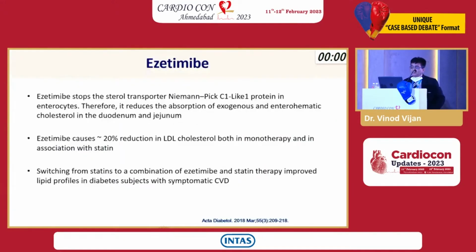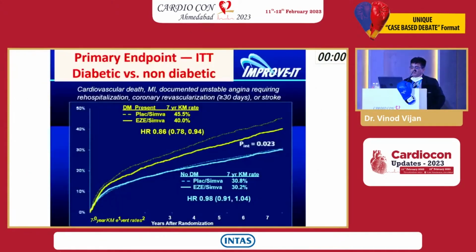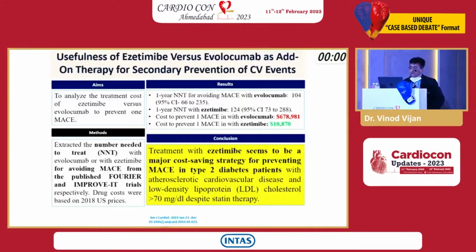So these are the drugs, and ezetimibe is basically a drug which reduces the absorption, and even it is useful, this slide says, in diabetic patients also it is useful as an add-on. So now what is important is, the 1 year number needed to treat to prevent one event with ezetimibe is 1 in 124, and that with evolocumab Repatha it is 104. So there is very little difference, but look at the cost difference.